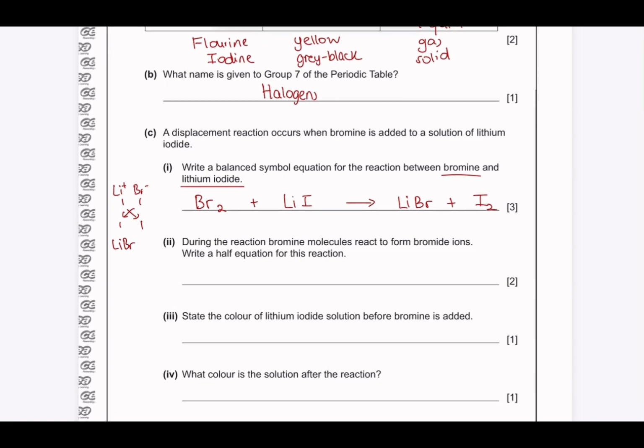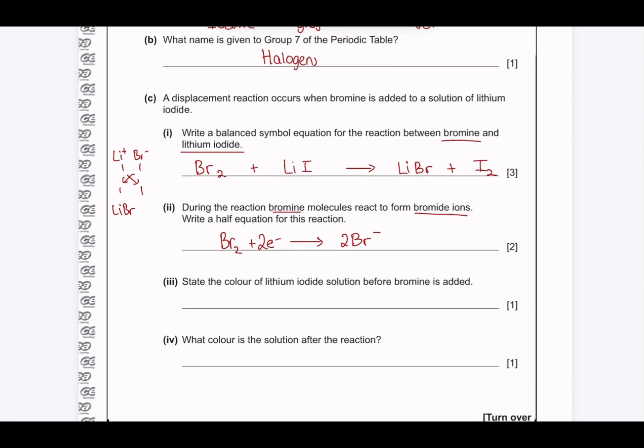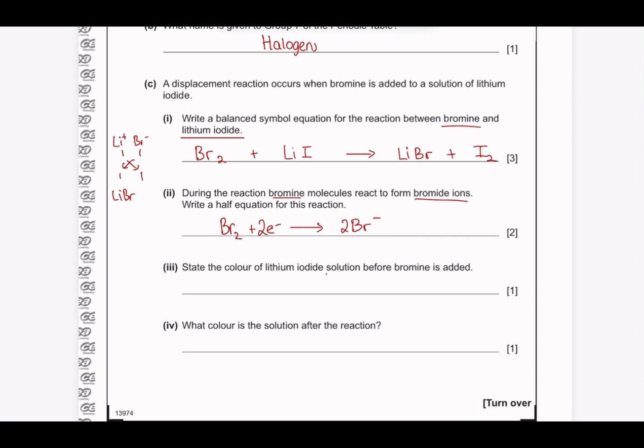During the reaction, bromine molecules react to form bromide ions. So write down bromine first, Br, to form bromide ions, so it's Br minus. Again, we know that we have gained an electron here because you gain negative charge. Bromine is diatomic, so it should be 2. So you need 2 electrons and 2 ions.